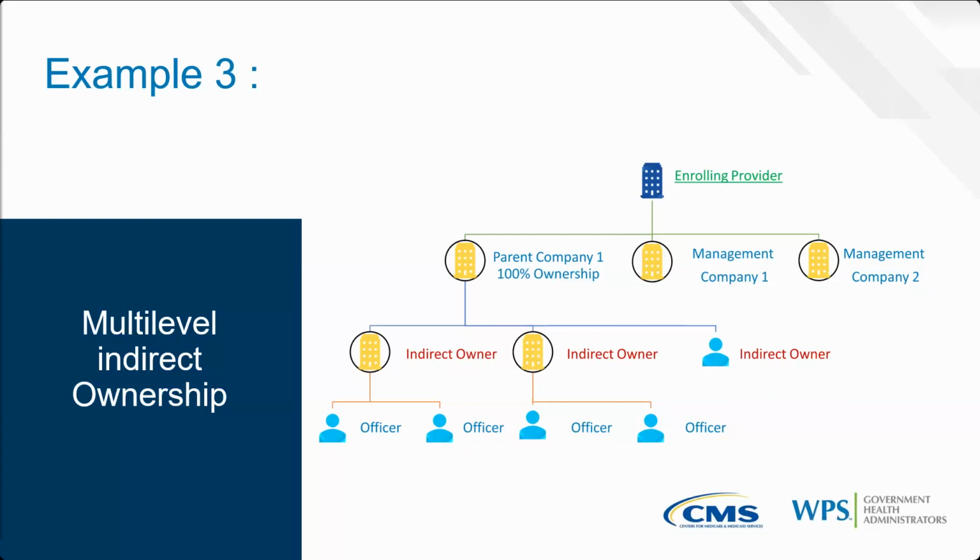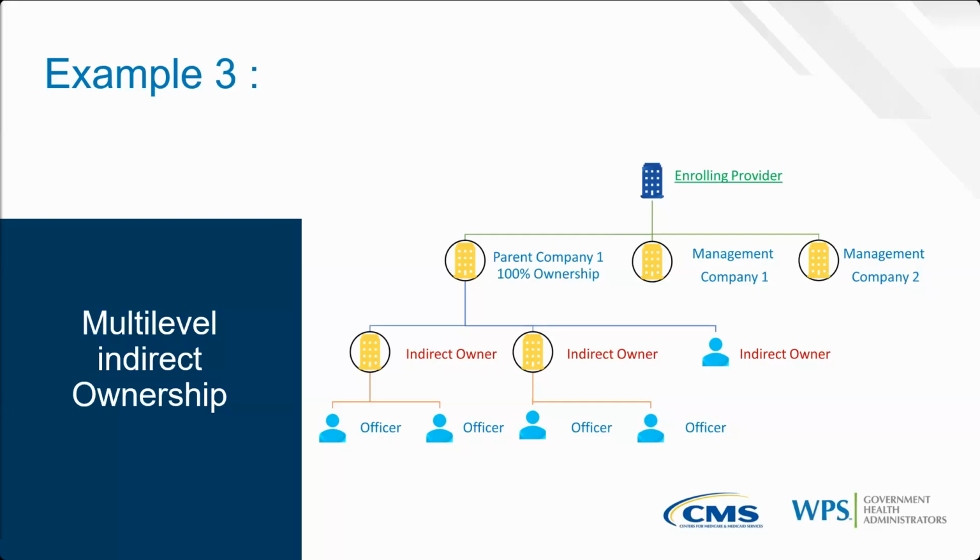The next level, you're going to see there's a parent company that has 100% ownership in the entity. With a Part A provider, you're going to need to report that percentage. If it were Part B, you just report them as a direct owner. Then you're going to see that they have 2 management companies. These would be entities that would be reported in Section 5 as having managing control, because here they're not reporting any type of ownership, but they still need to be reported.